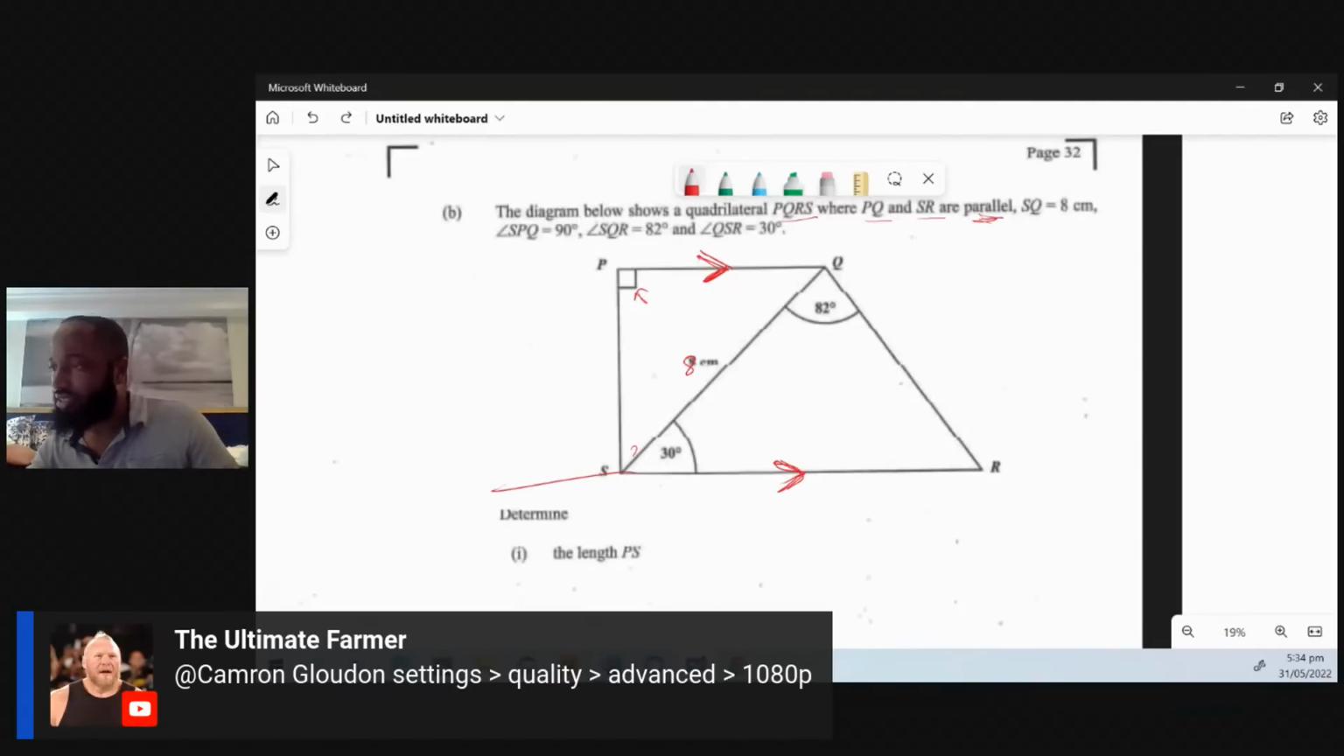So this is 90. Yes, we're correct. If they're parallel, then my angle here must be 90. This is a transversal. So this is 60 degrees. Well, then this question is a piece of cake. And if this is 60 degrees, no matter what, this must be 30 degrees. Right? Because it must add up to 180. And then we can figure out every single thing.